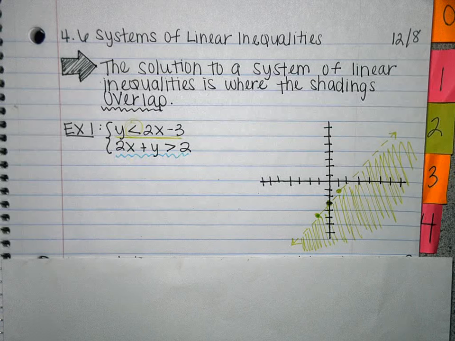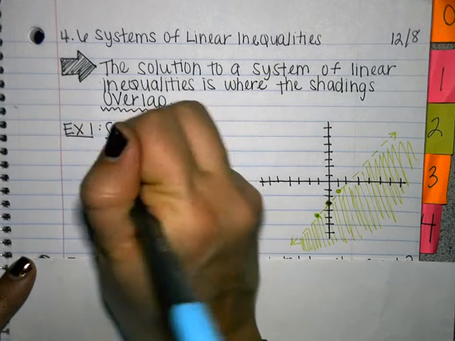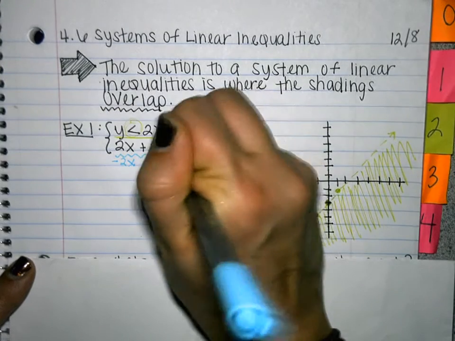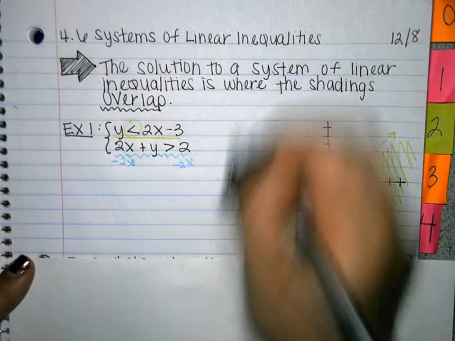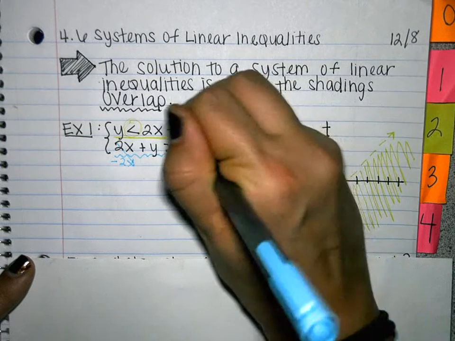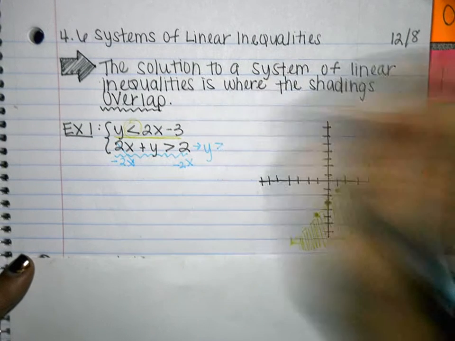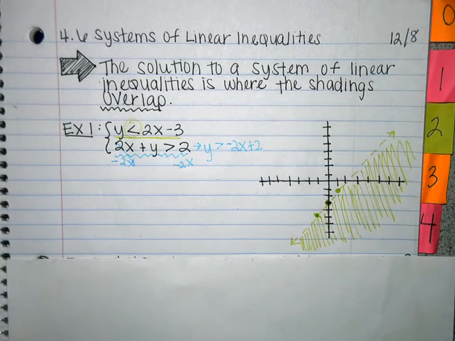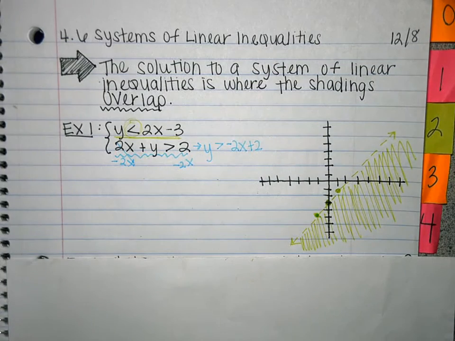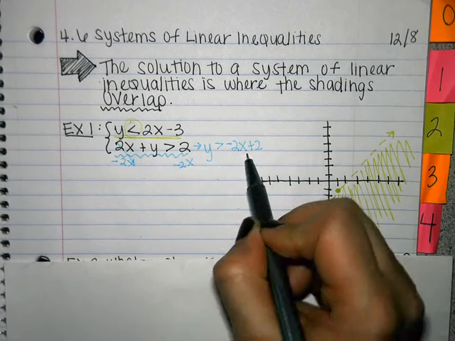For the second inequality, 2x plus y greater than 2, I need to put it into slope-intercept form, so I'm going to subtract 2x from both sides. And that is going to give me y greater than negative 2x plus 2. So that's the inequality that I'm going to graph.